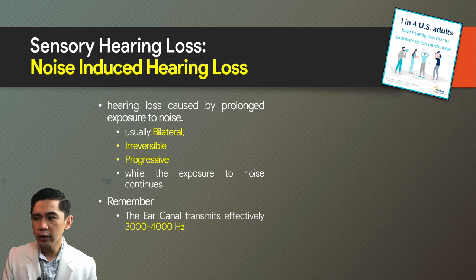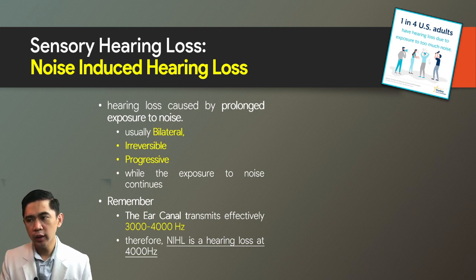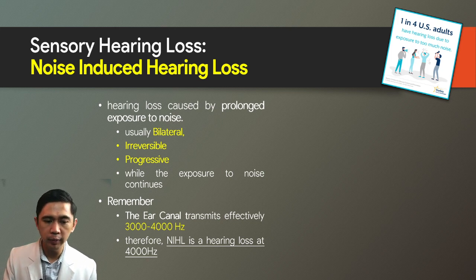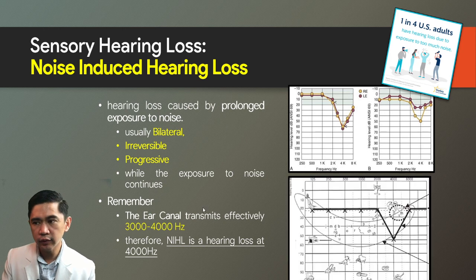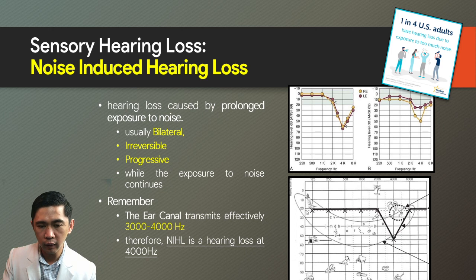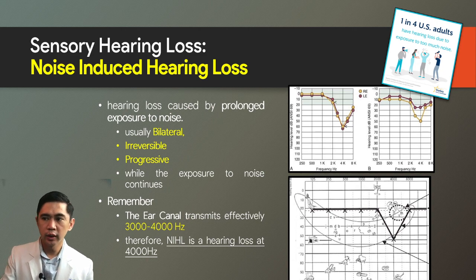Remember that the ear canal transmits effectively the frequencies of 3000 to 4000 Hz. Therefore, when we are exposed to noise in our lives, the most affected frequency in the basilar membrane is the 4000 Hz. So usually we will have a dipping at the 4000 Hz, here, dipping, bilateral, and this is very typical of a noise-induced hearing loss. So take note that all of it are normal except for the 4000 Hz because the ear canal transmits 4000 Hz effectively.